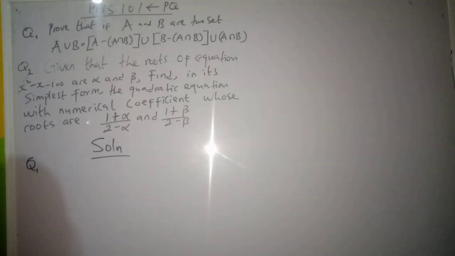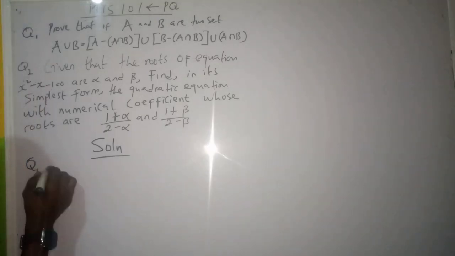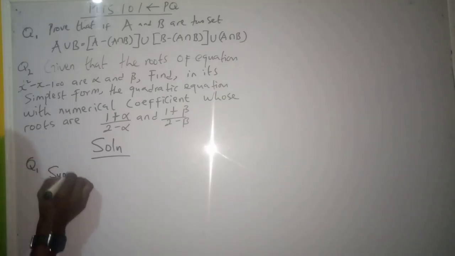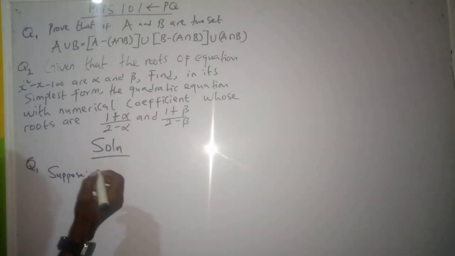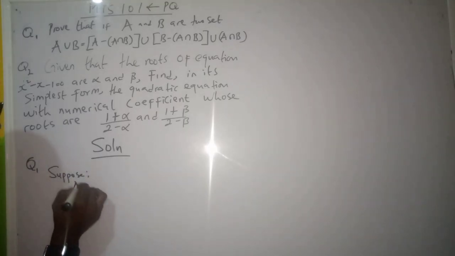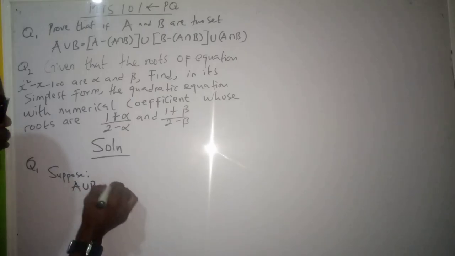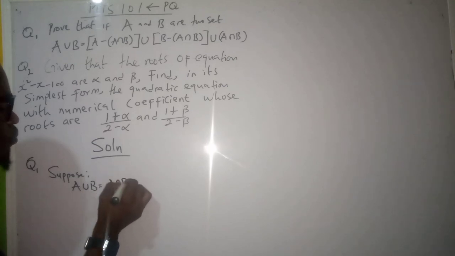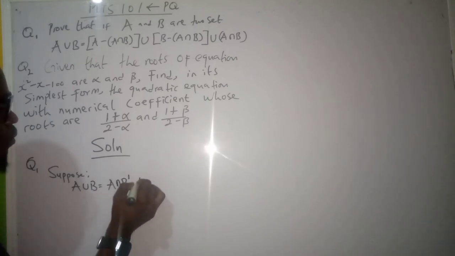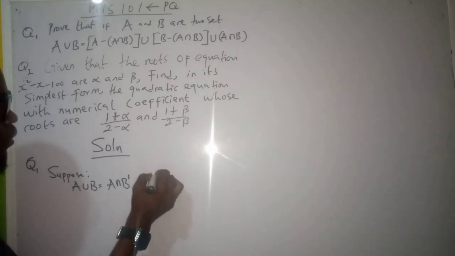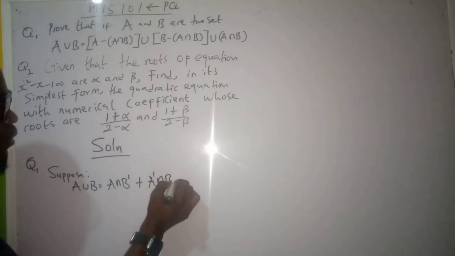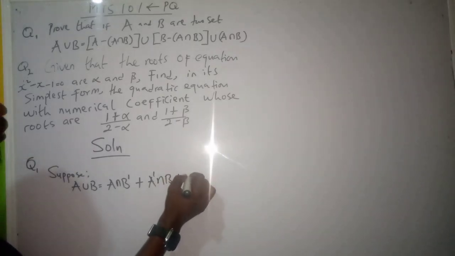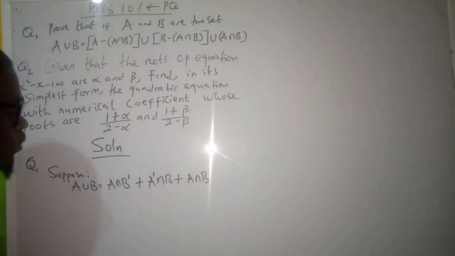So I want you to just suppose that, or you can admit that, A union B is equal to A intersection B prime plus A prime intersection B plus A intersection B.